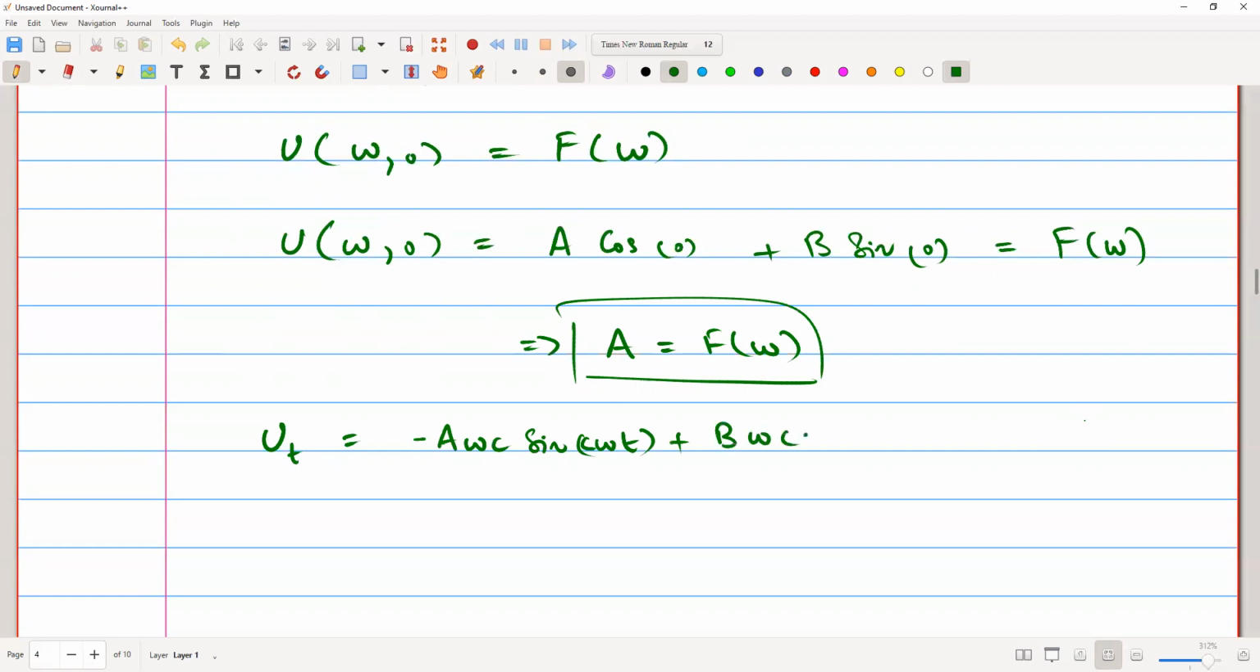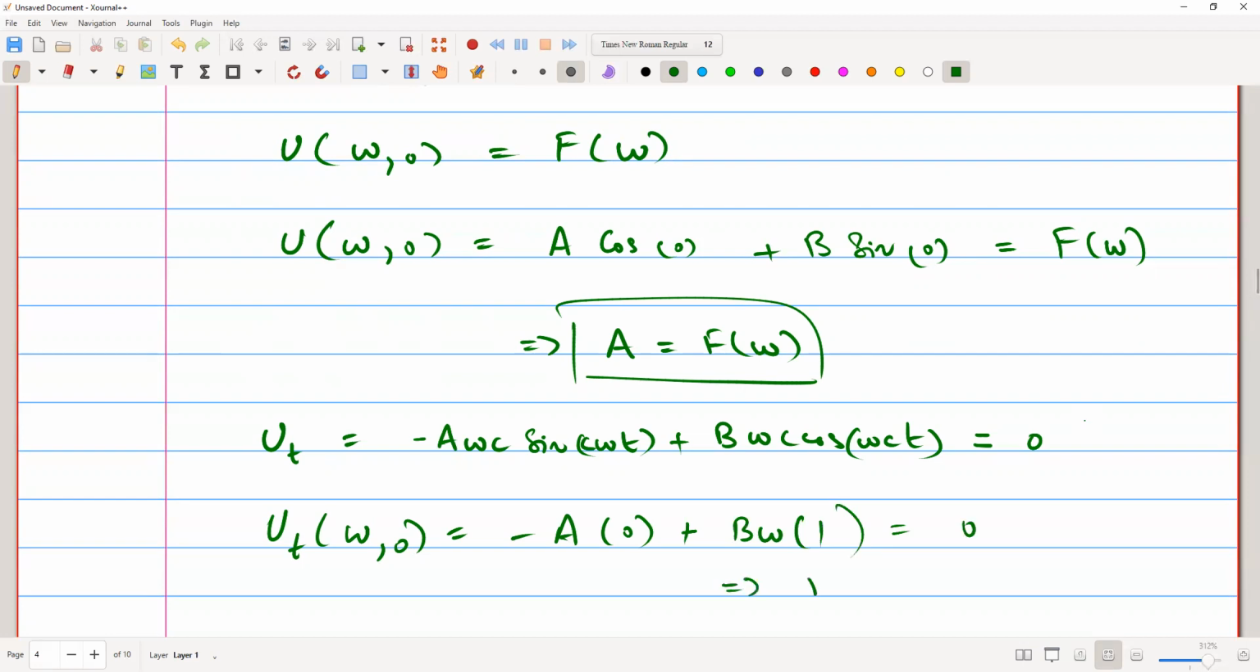b omega c cosine omega ct. This equals 0 when it's at omega comma 0. So it implies A times 0, because this sine 0 is 0, plus B omega c times cosine omega ct, which will be 1 because cosine 0 is 1, equals 0, which implies that B equals 0.